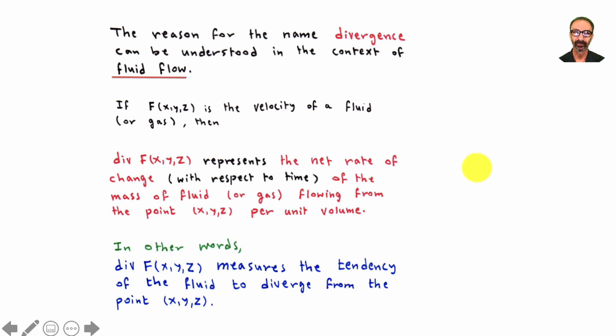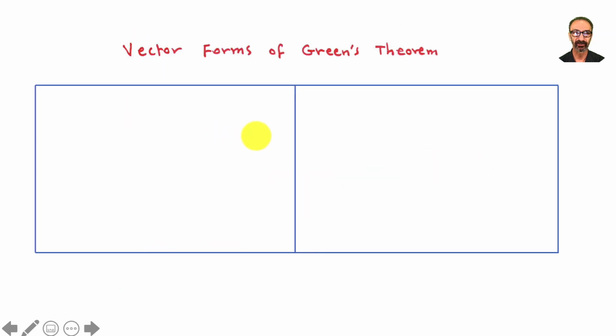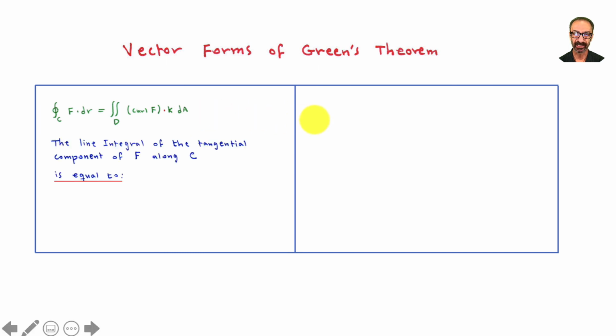Finally, as I mentioned on the front slide, we're going to talk about the vector forms of Green's theorem. This section is an introduction for the coming sections. You're going to use those ideas and those theorems and apply them. This is the first form, and this is what it says.